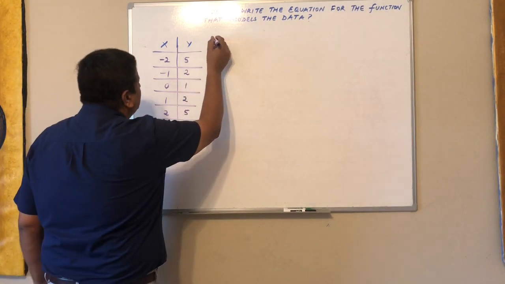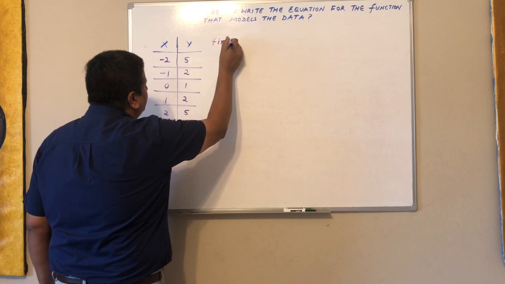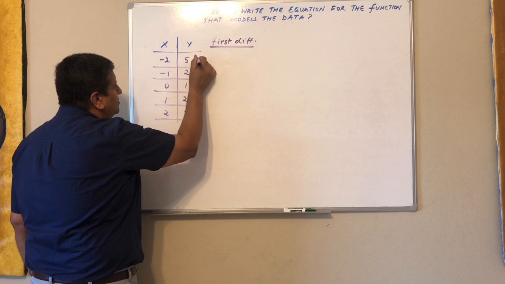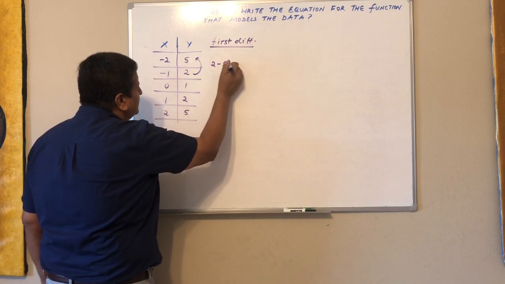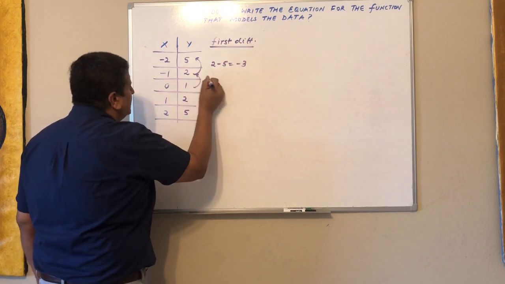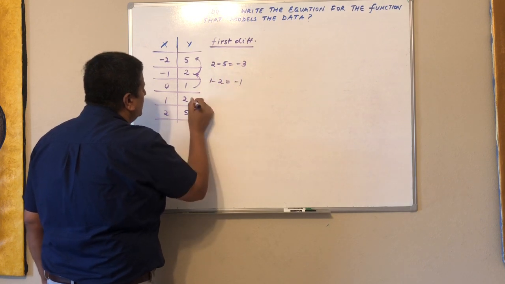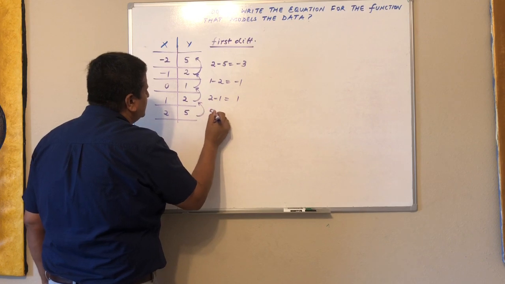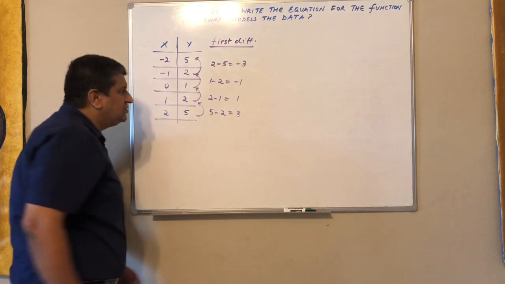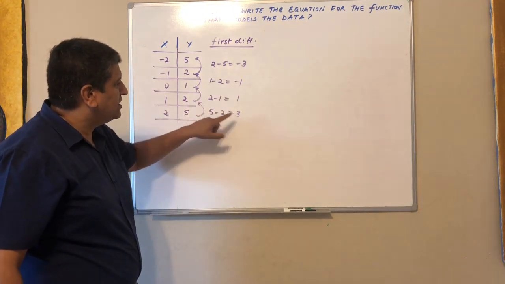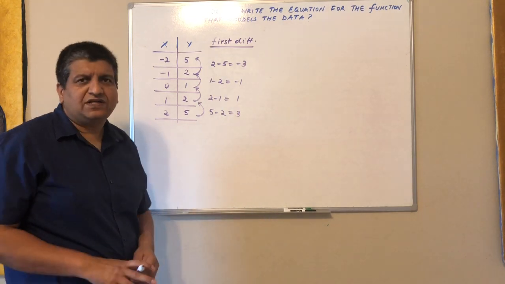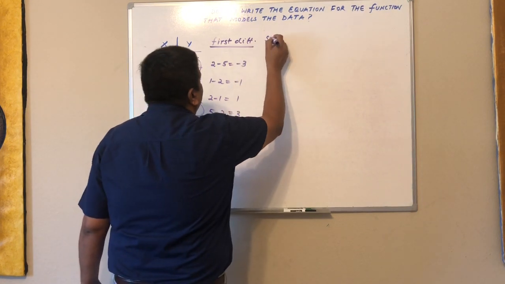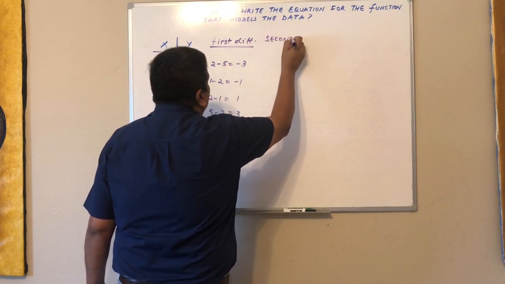So let's first find the first differences of y values. You're going to take 2 minus 5, that's negative 3. 1 minus 2, that's negative 1. 2 minus 1, it's 1. And 5 minus 2, it's 3. As you can see, the first differences are not the same, so this is definitely not a linear function. We're going to check the second differences and find out if it is a quadratic function.